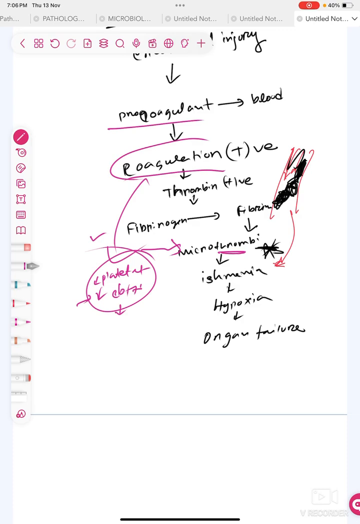Suppose there is multiple thrombi formation. There is a negative feedback mechanism to stop these thrombi. So plasmin is released to stop this thrombi formation. So there is fibrinolysis. Plasmin causes fibrinolysis, and they cause an abnormal bleeding tendency.